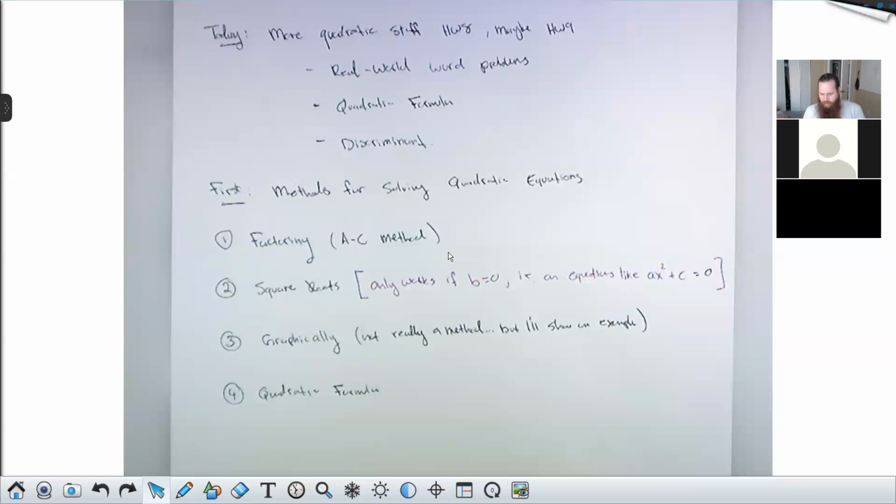So let's get into it. Let's solve a few more equations. We've done a handful of these, but I think it always helps to look at more.